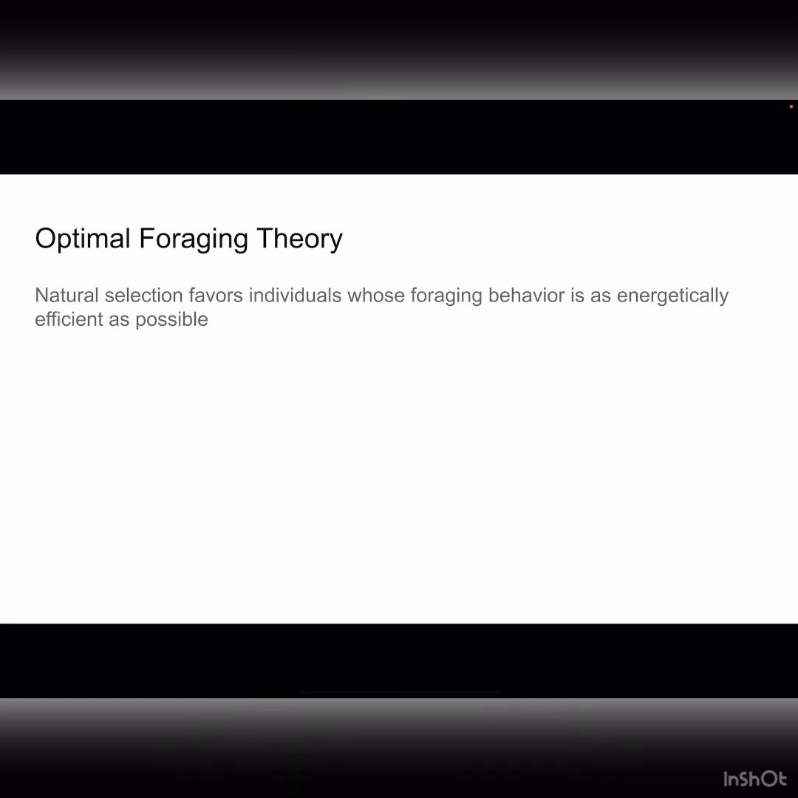Okay, we just have a few more things left to go. So first, the optimal foraging theory. This theory states that natural selection favors individuals whose foraging behavior is as energetically efficient as possible. Let's take a look at an example.